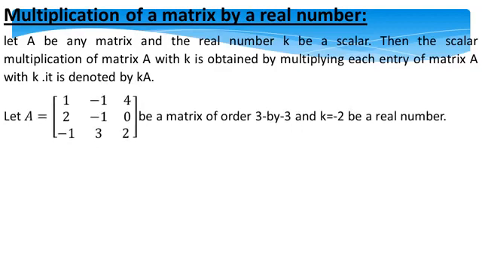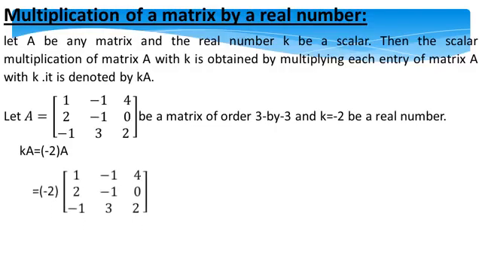Let A be a matrix whose elements are 1, minus 1, 4, 2, minus 1, 0, minus 1, 3, 2, a matrix of order 3 by 3, and K is equal to minus 2, a real number. Now the scalar value multiplies the matrix A. Minus 2 multiplies each entry of matrix A.